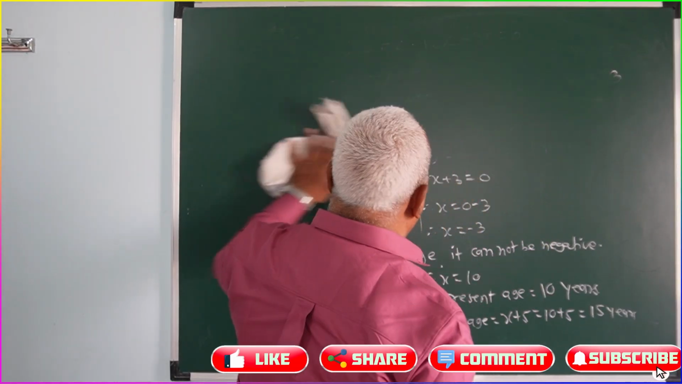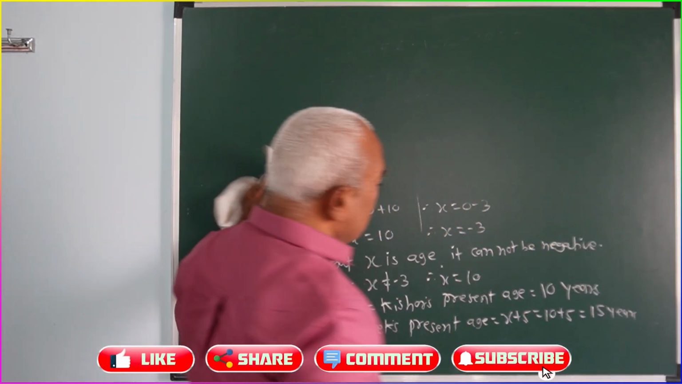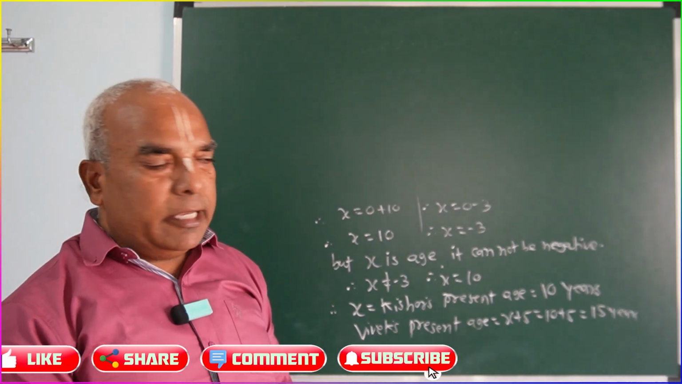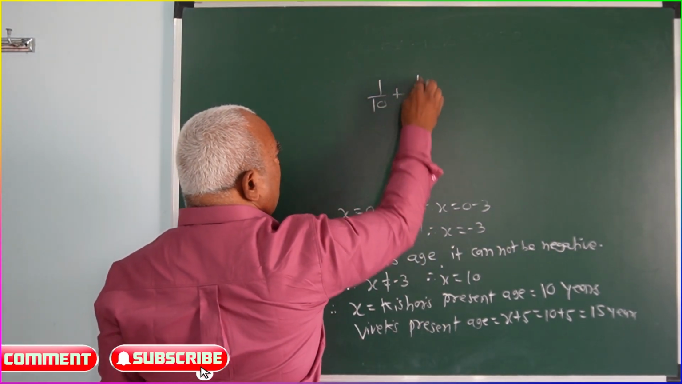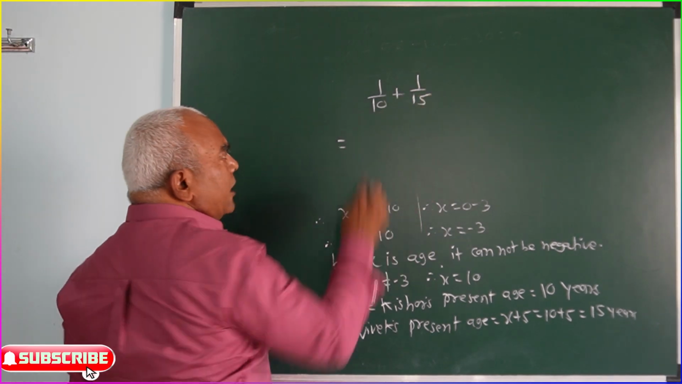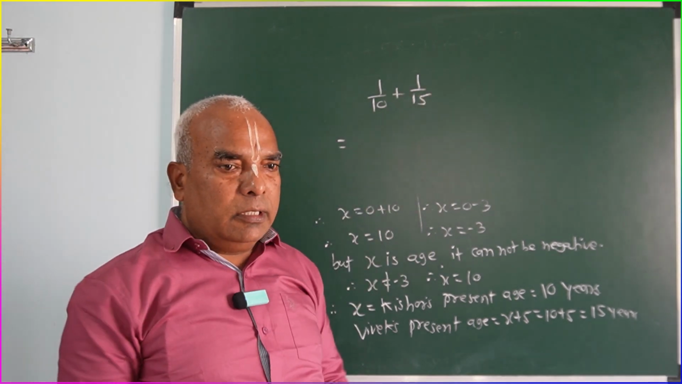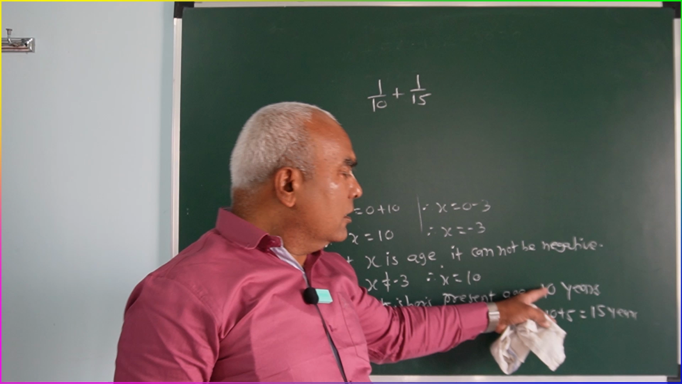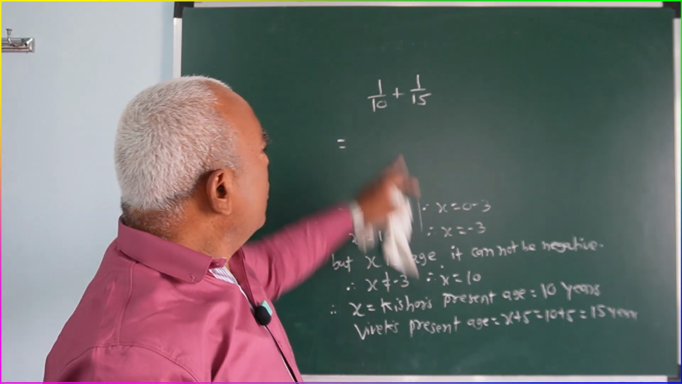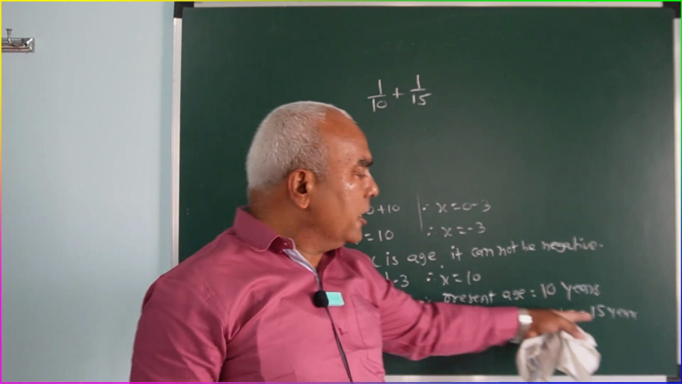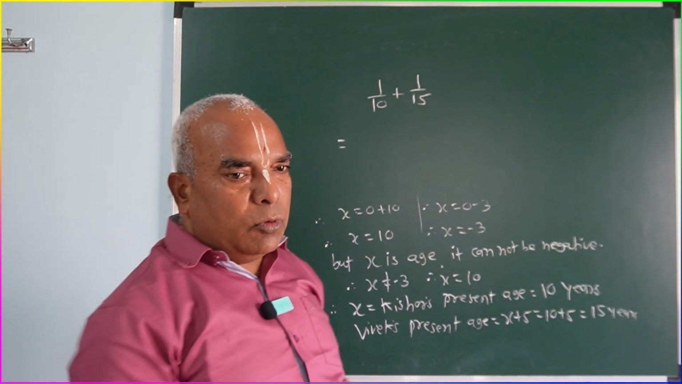Now we will verify that. What is the condition? The sum of the reciprocals of their ages is 1 upon 6. That means 1 upon 10 plus 1 upon 15 should come to 1 upon 6.